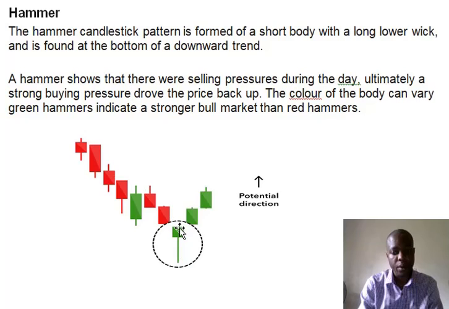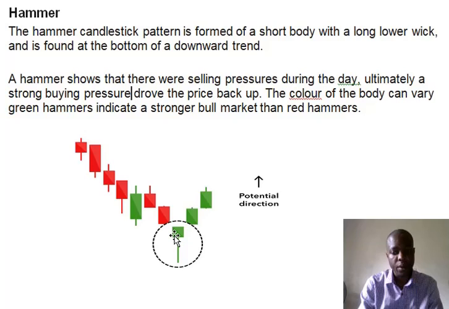You see this at the end of a downtrend. It signals that buyers will soon take over the market. A hammer shows that there were selling pressures during the day. Ultimately, a strong buying pressure drove the price back up.